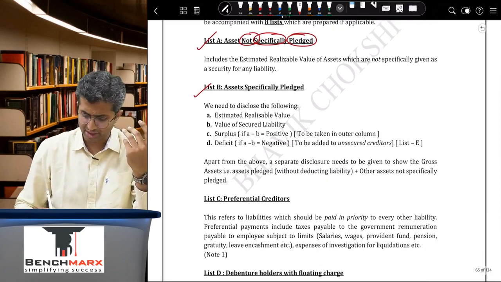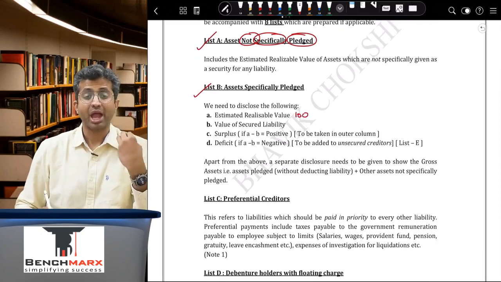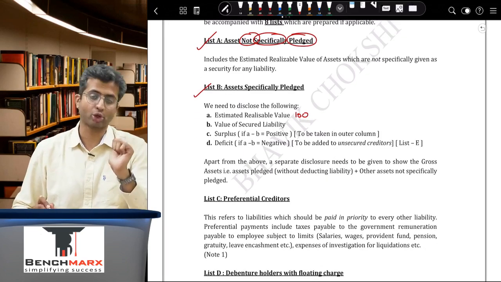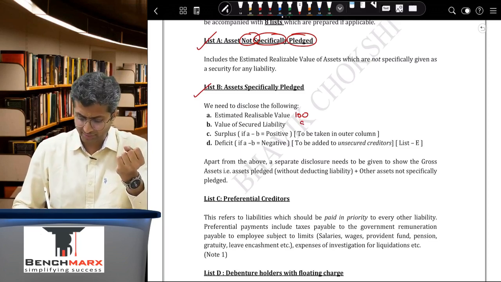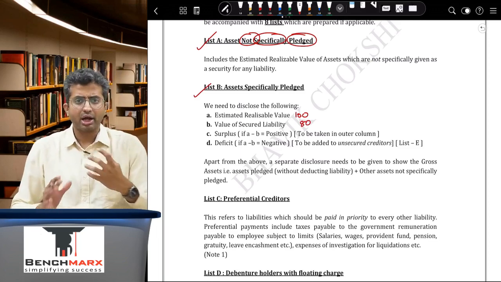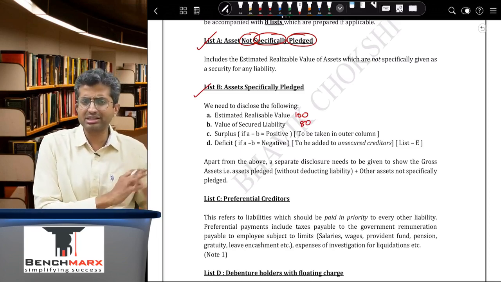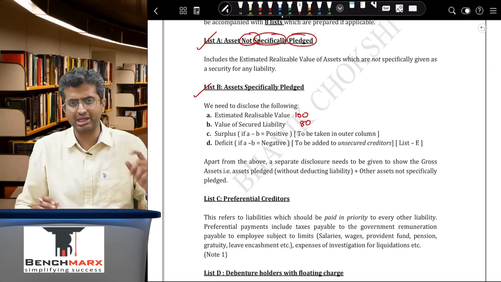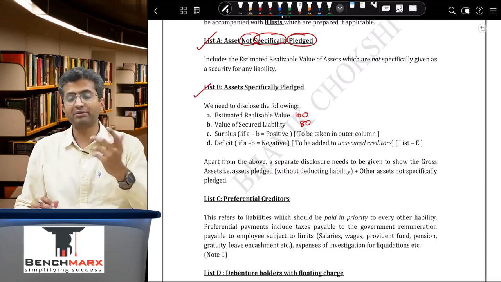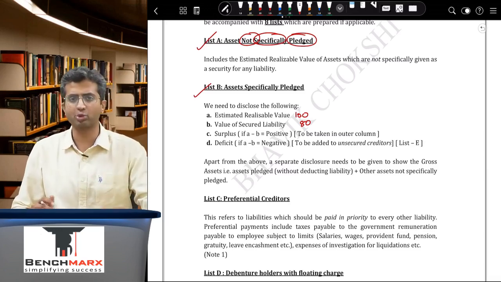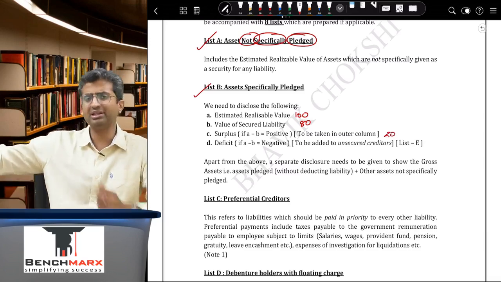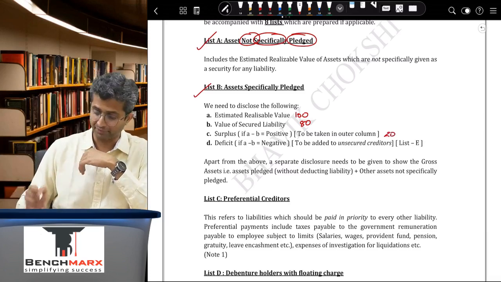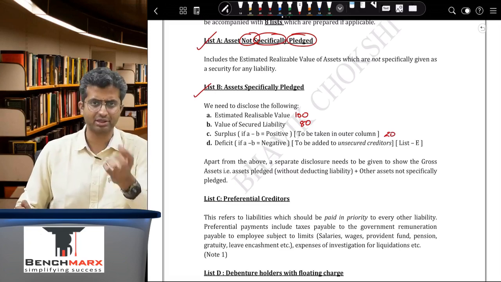For example, that is 100 rupees. And what is the estimated value of the security, of the secured loan, which is, for example, 80 rupees, which means is the land and building sufficient? The answer is yes. In fact, even after paying the secured loan, there will be a 20 rupee surplus. So there will be a surplus which will be taken in the outer column in the liquidator statement of affairs.